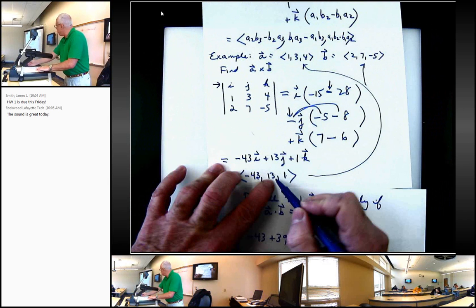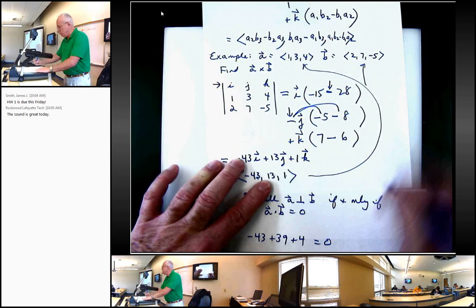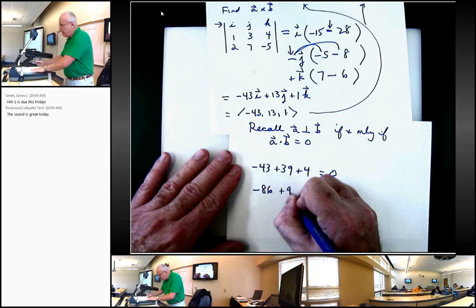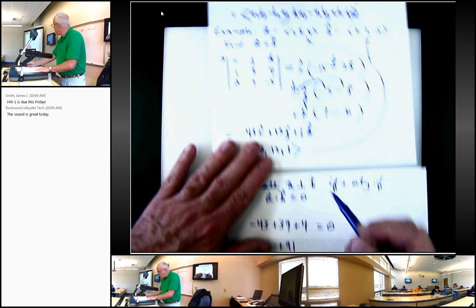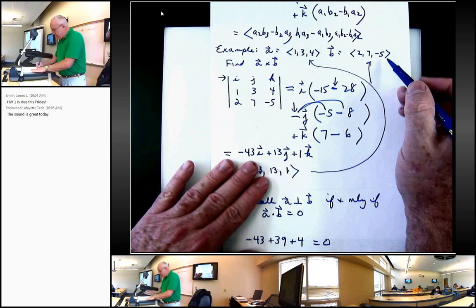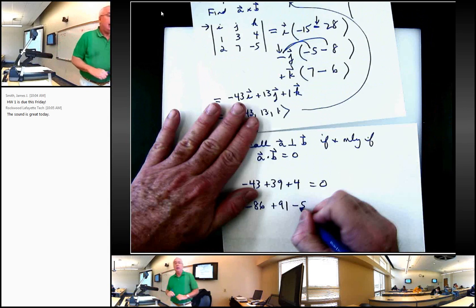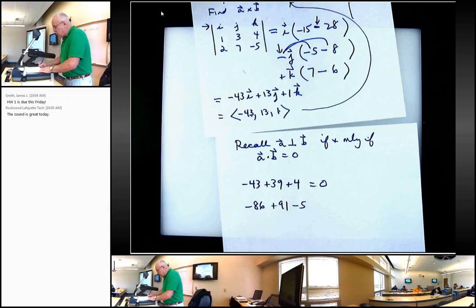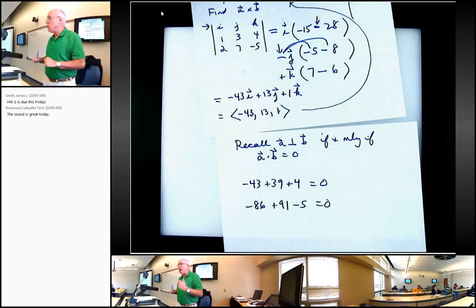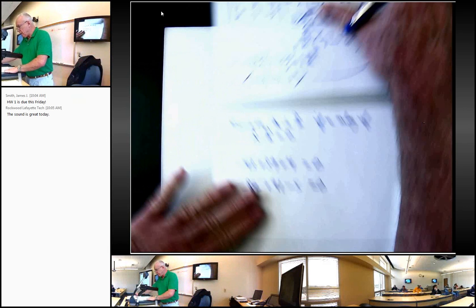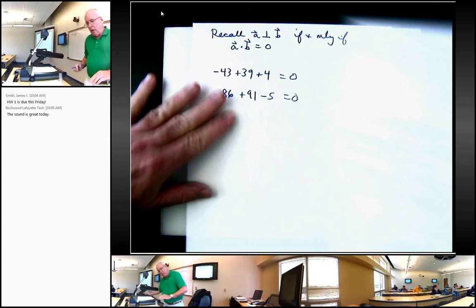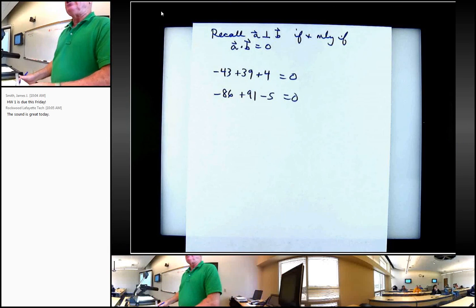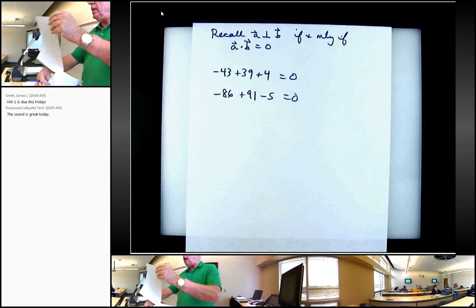13 times 7, that comes out to 91. And then finally, 1 times negative 5 is negative 5. And so those three numbers again combine to 0. So we know we're fine. We got the right cross product. Okay? So does everybody have the general idea here as to how we get the cross product?